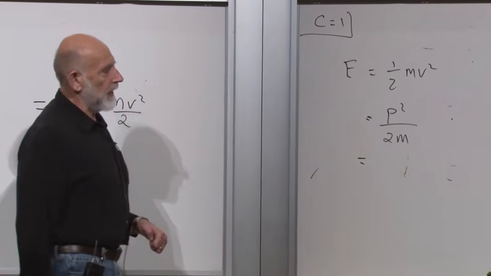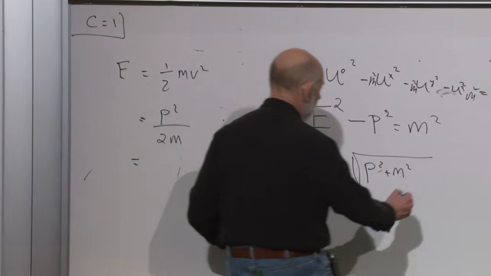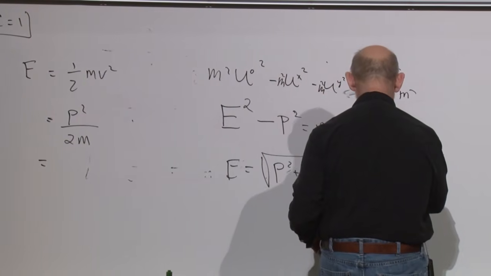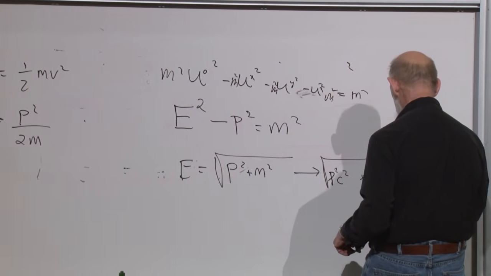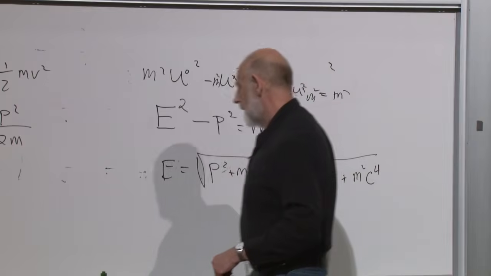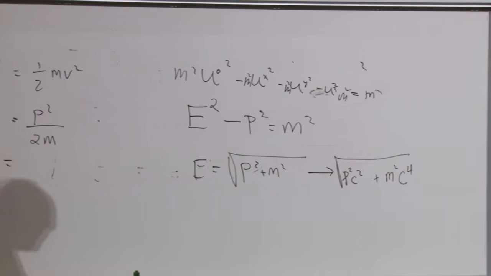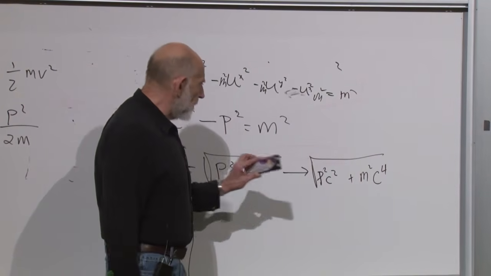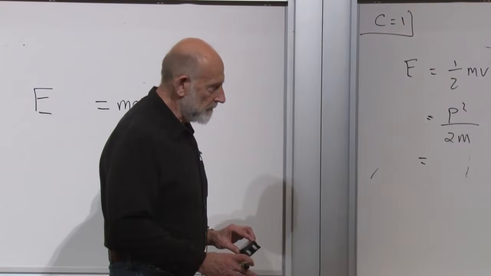Let's put back the speed of light. I'm going to leave this as an exercise for you, but I'll tell you what the answer is. This is the square root of p squared c squared plus m squared c to the 4th. Check that out. It's just an exercise in getting your units straight. And there it is. It's energy in terms of the square of momentum, and the mass.